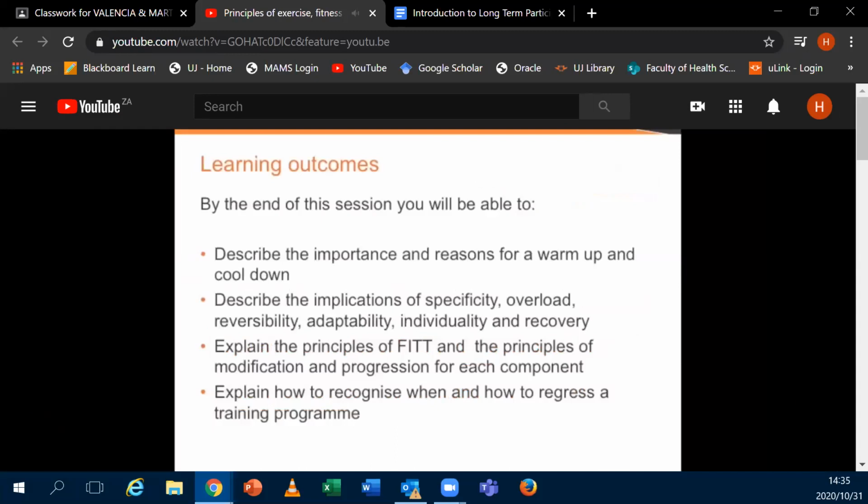By the end of this session, you will be able to describe the importance and reasons for a warm-up and cool-down, describe the physiological implications of specificity, overload, reversibility, adaptability, individuality, and recovery, explain the principles of fit and the principles of modification and progression for each component, and explain how to recognize when and how to regress the training program.